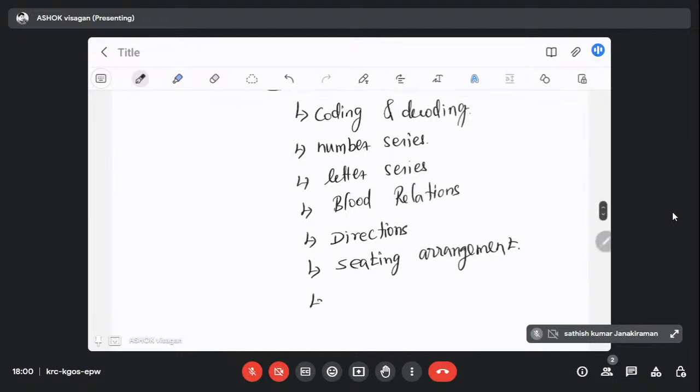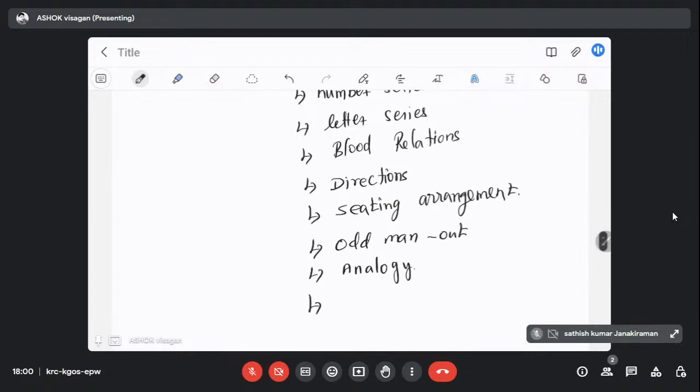All the topics are very similar only. Odd man out plays a vital role in this Accenture examination. Odd man out, analogy, and the next one is alphabet test.